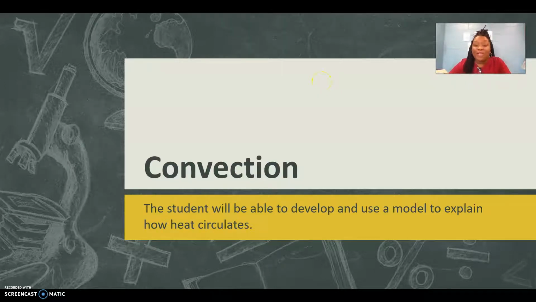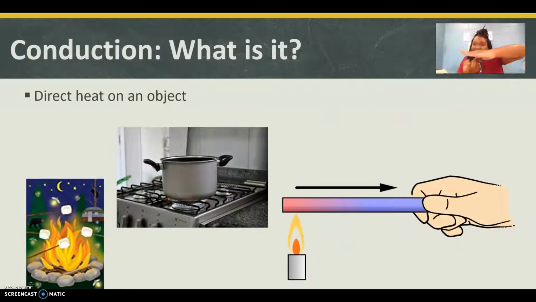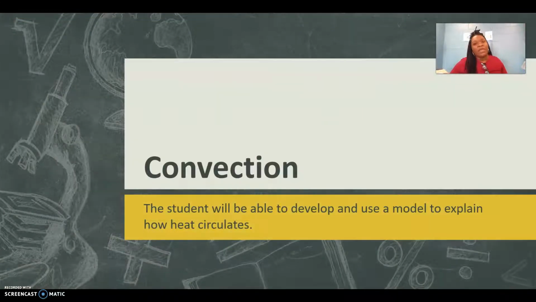And so we're moving into our next recorded lesson about convection. We want to remember that when we talked about conduction, conduction is direct heat on an object. Remember, this hand represents fire, and this hand represents an object directly being heated by fire. We talked about how there are three ways that heat can move: conduction, and the next method that heat moves is convection. Our learning objective for this lesson is the student will be able to develop and use a model to explain how heat circulates.